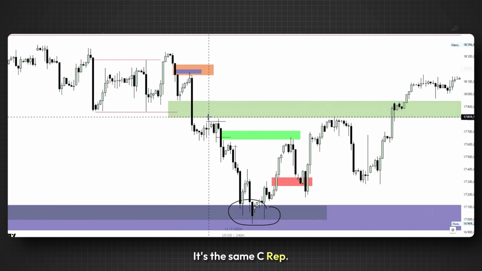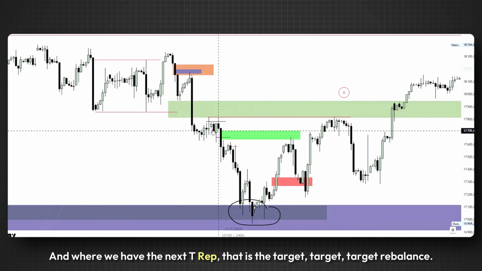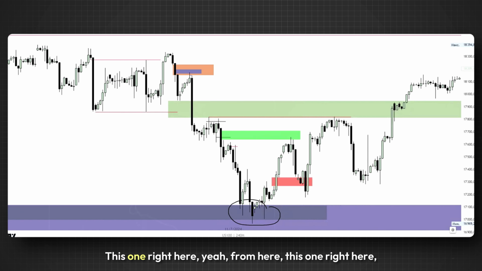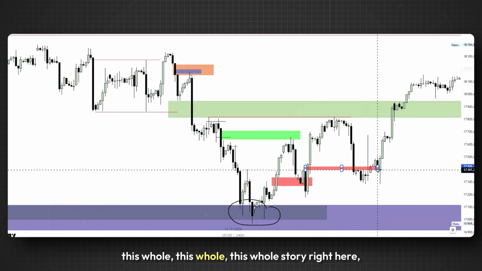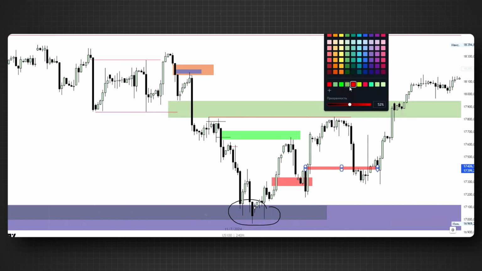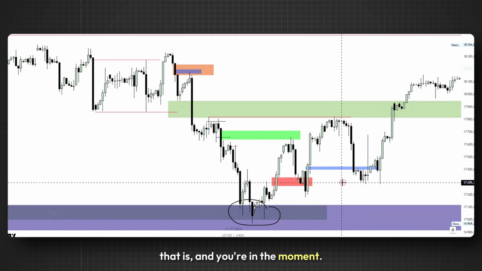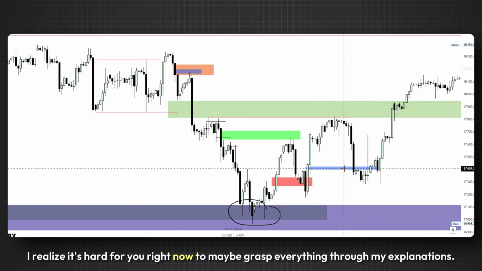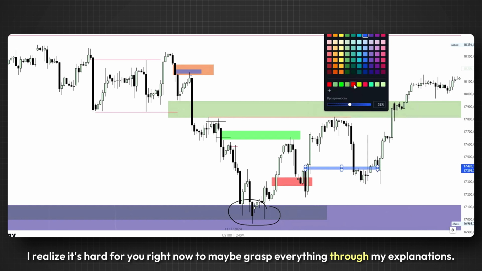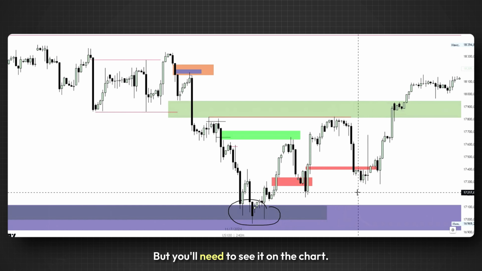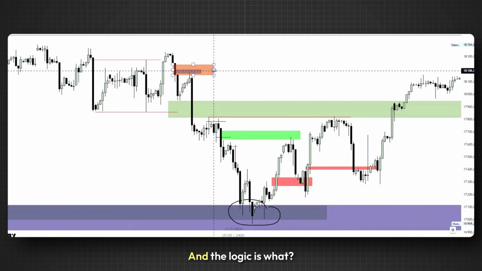It's the same C-rep. And where we have the next T-rep, that is the target rebalance. Here we go. This one right here, from here, this whole story right here, that is, and you're in the moment. I realize it's hard for you right now to maybe grasp everything through my explanations, but you'll need to see it on the chart. And the logic is what?